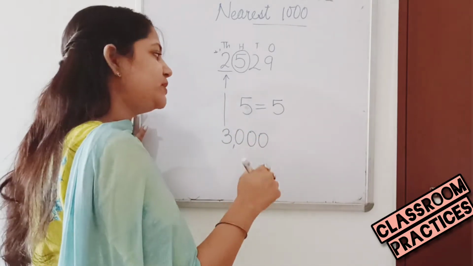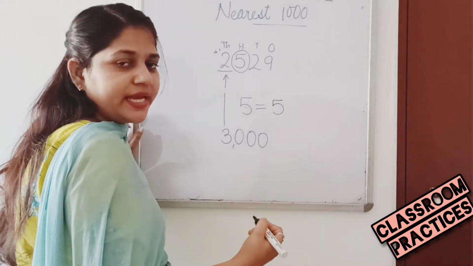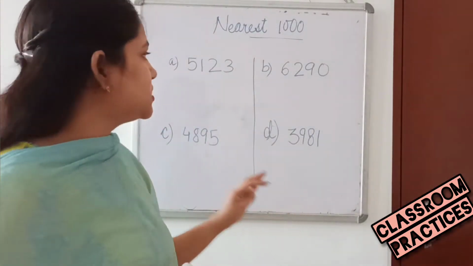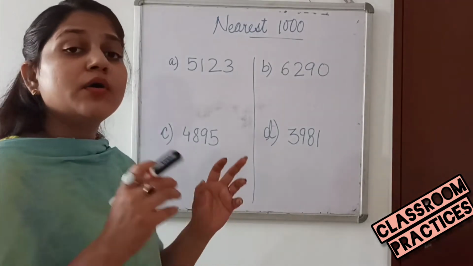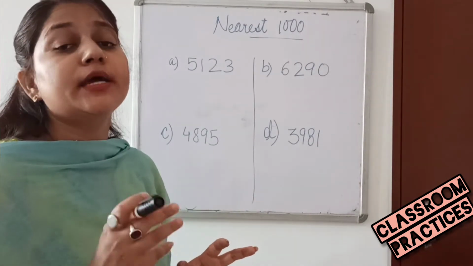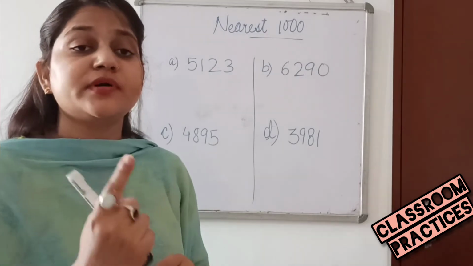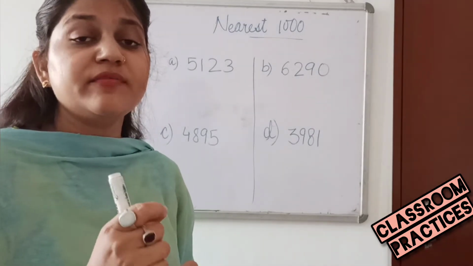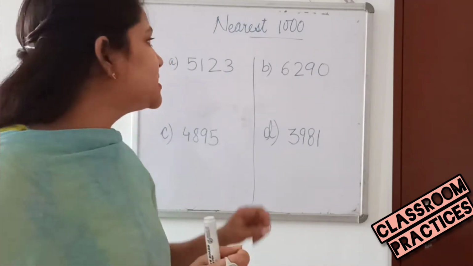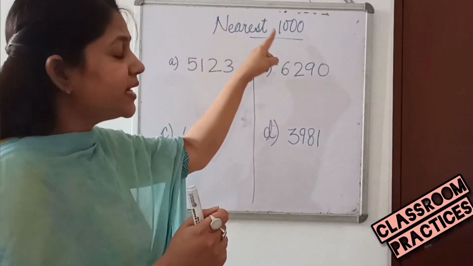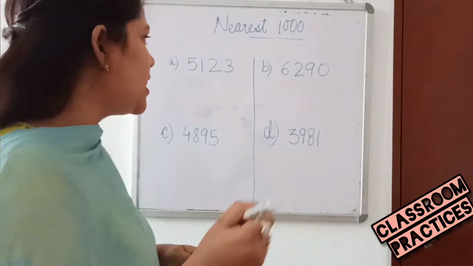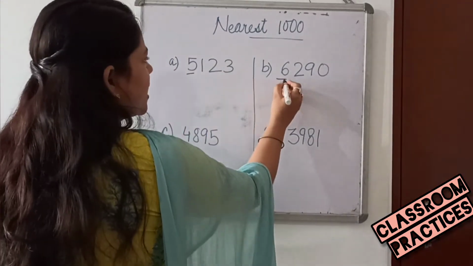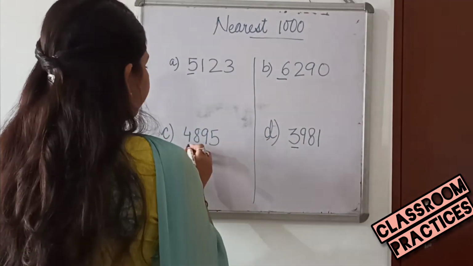Okay, let me take another number to explain to you. I have taken 4 questions A, B, C, D. I am going to explain with the trick how to round off the numbers. So what is our first step? Find the place. Which place? As we are going to round off to the nearest thousand, we are going to find the thousands place. सबसे पहले हम सब में अपना thousands place underline कर लेते हैं.